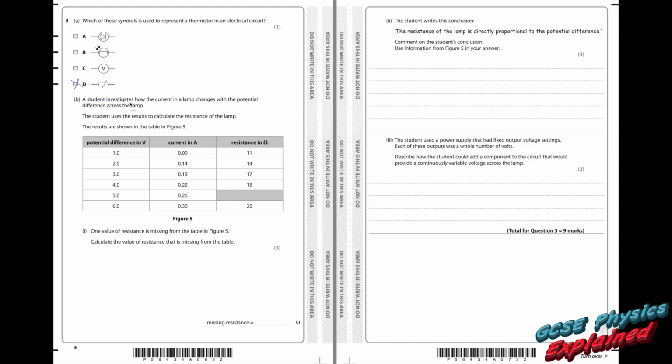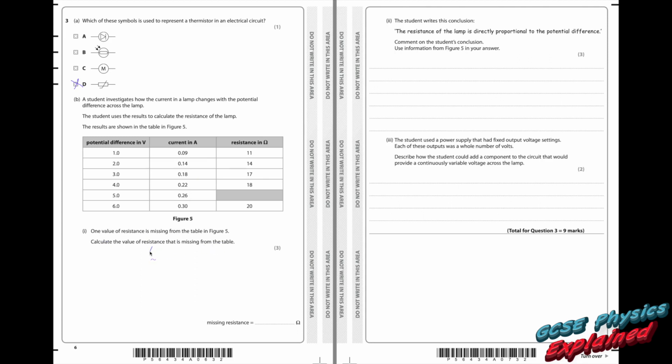Part B. The student investigates how the current in a lamp changes with the potential difference across the lamp. The student uses the results to calculate the resistance of the lamp. The results are shown in the table in figure 5. One value of resistance is missing from the table in figure 5. Calculate the value of resistance.